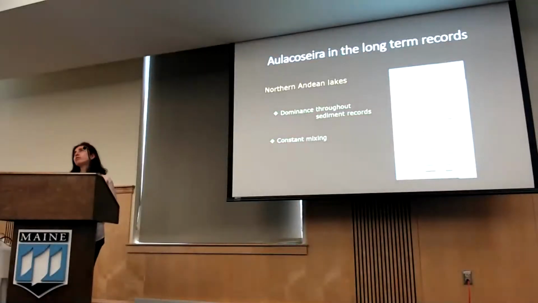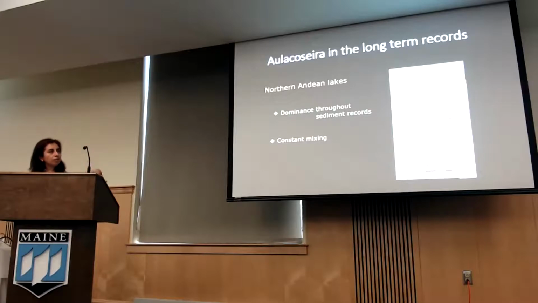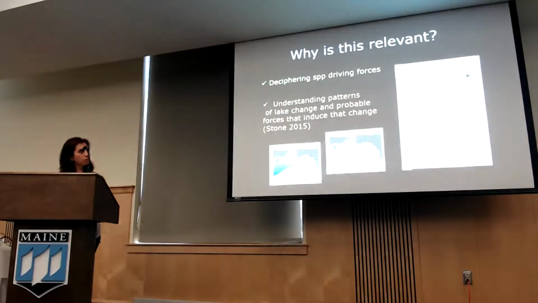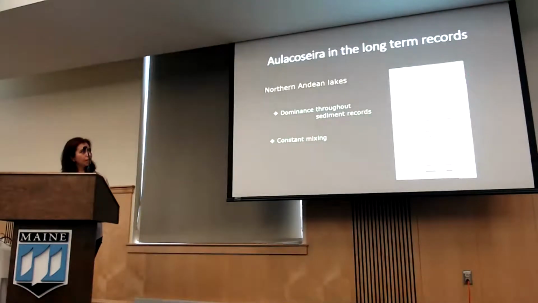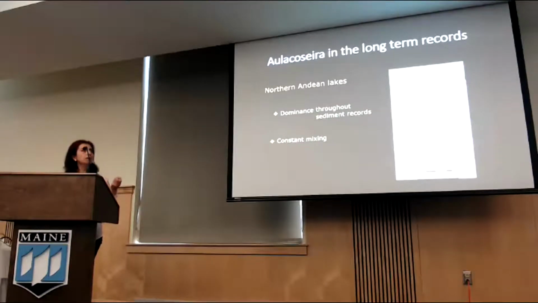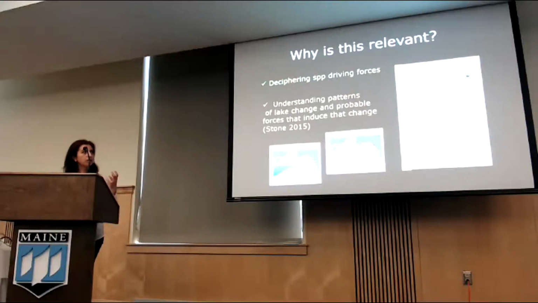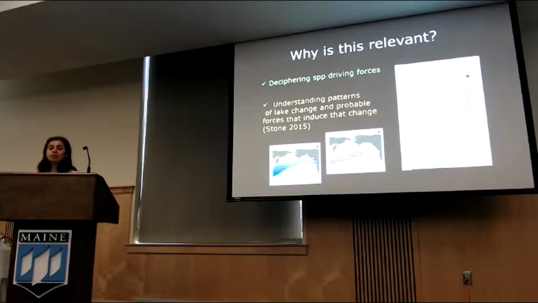suspicion is also fortified by studies in northern Andean lakes, in lakes that have constant mixing. In the sediment record, they found frequent, constant, and abundant presence of Aulacoseira species, like Aulacoseira alpigena and distans. However, there are still some doubts about the accuracy of these predictions or reconstructions because there are some gaps in the ecology of alpigena and Aulacoseira species.